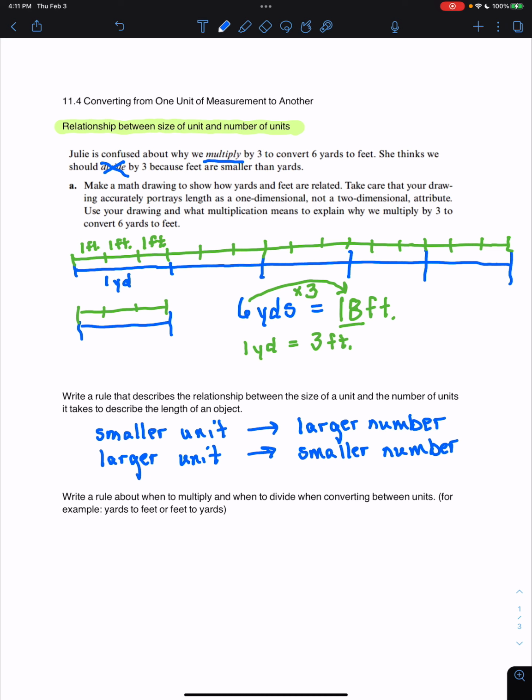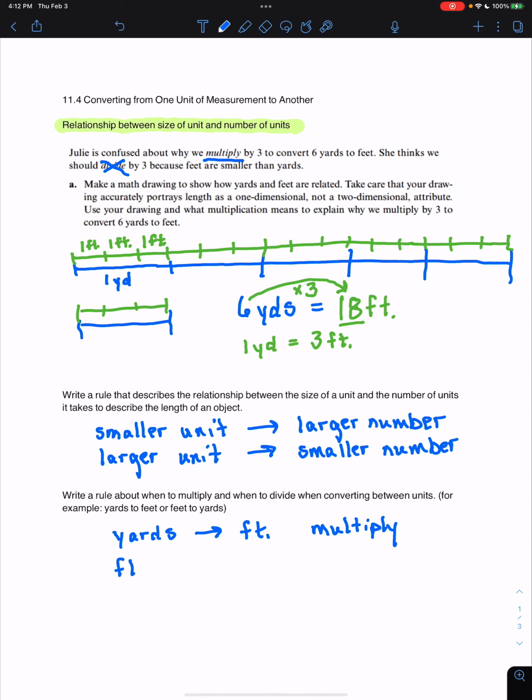So when we're converting yards into feet, we want to multiply, and when we're converting feet into yards, we want to divide. Now let's tie these two rules together.